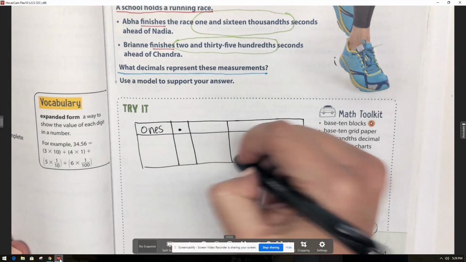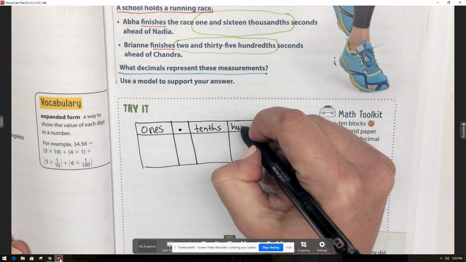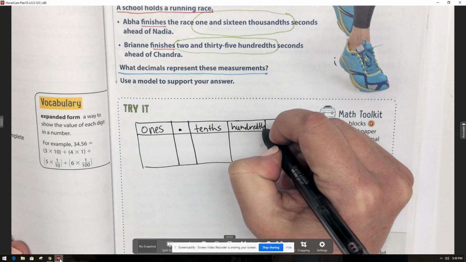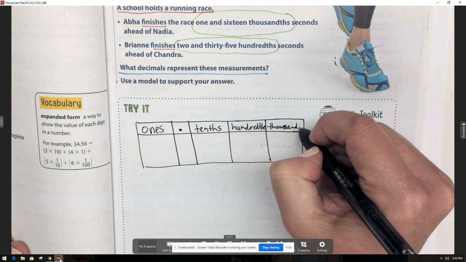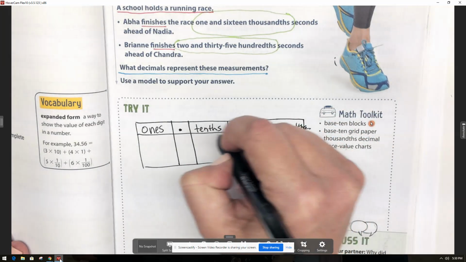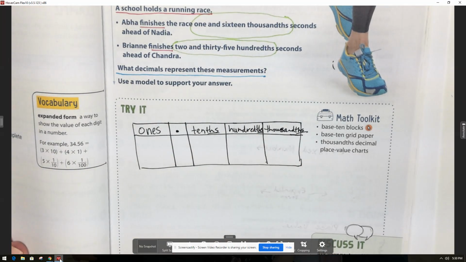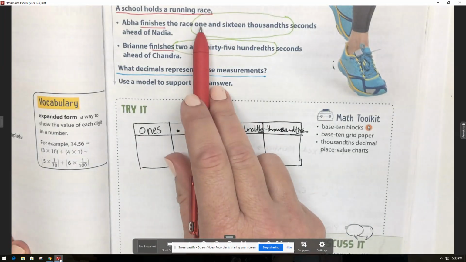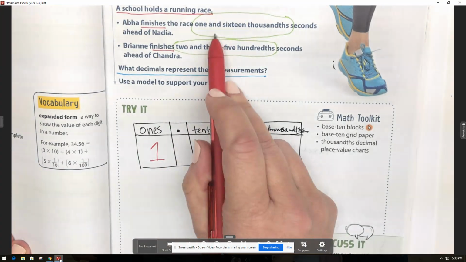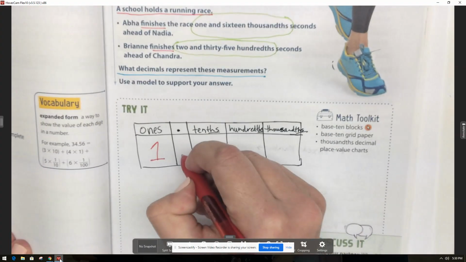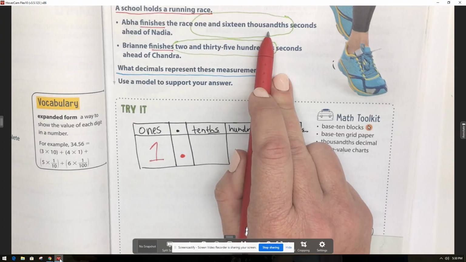So I need to make sure that I cover tenths, hundredths, and thousandths. And don't forget that THS at the end. Okay, so now we're going to look up at the top and we're going to say, how many ones do we have? 1, 1. So we're going to put a 1 in the ones place. Then we see the word and, which means that is our decimal point. And then we have 16 thousandths.